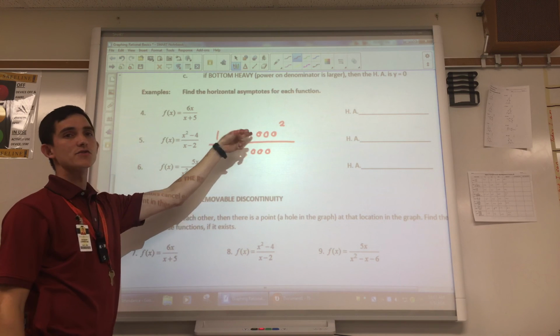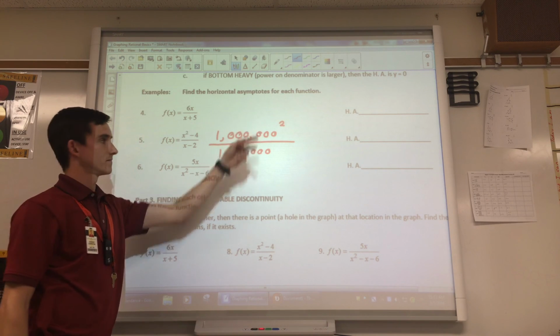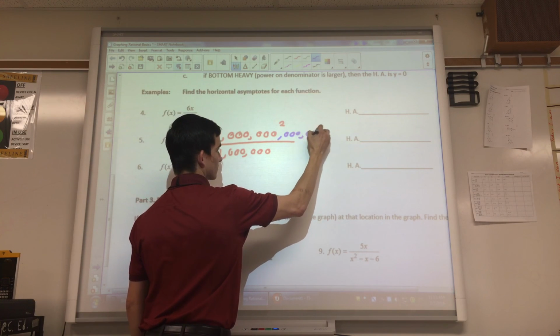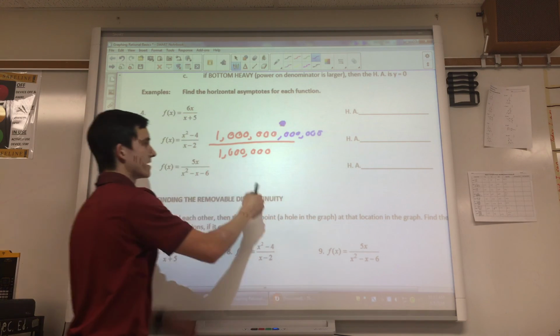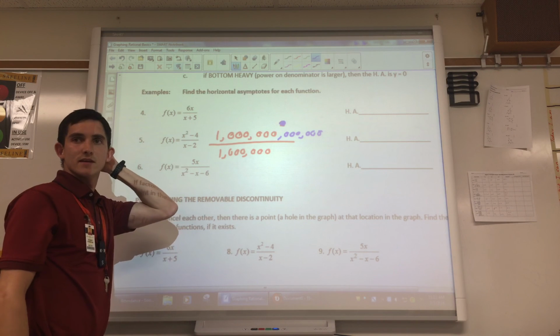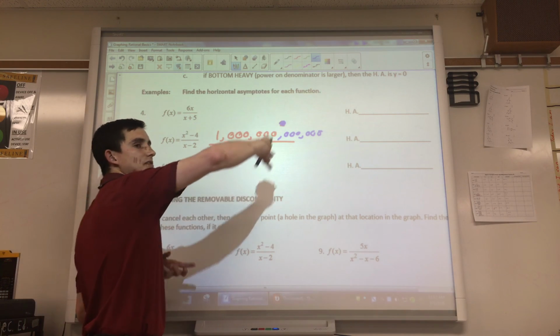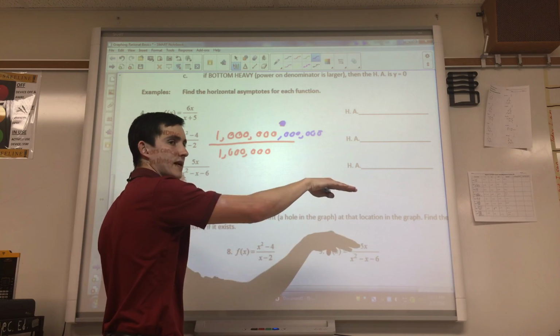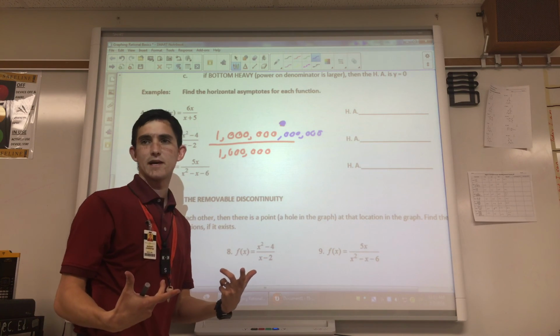A million squared is huge, right? So it's literally this. A million squared is, that's how big a million squared is, right? And that divided by that is a million. So you see, as the numbers are getting bigger, it just keeps going, right? There's no point where it plateaus. It doesn't stop on any number. That's why you have no horizontal asymptote.